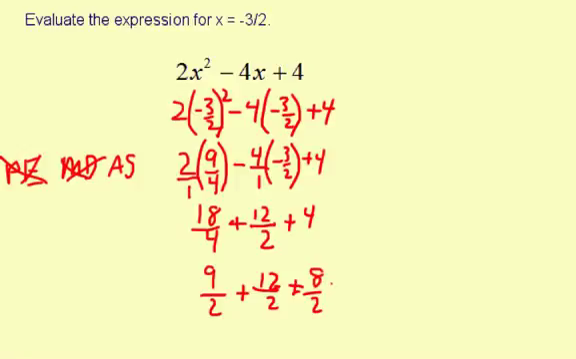Okay, so that's going to be 9 plus 12, which is 21, plus 8, which is 29, and then the common denominator is 2. There is my answer, 29 halves.